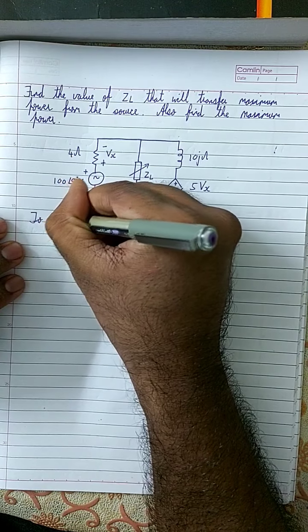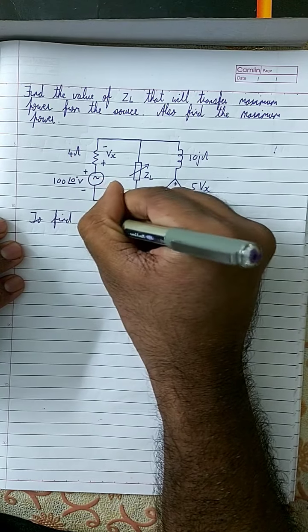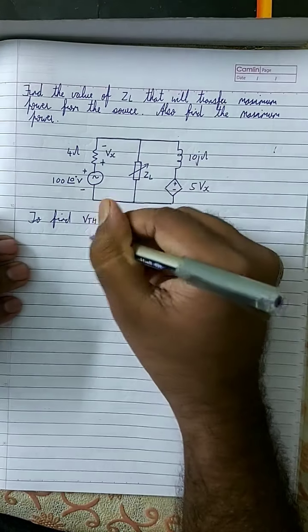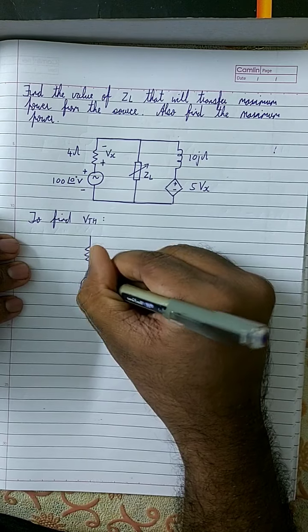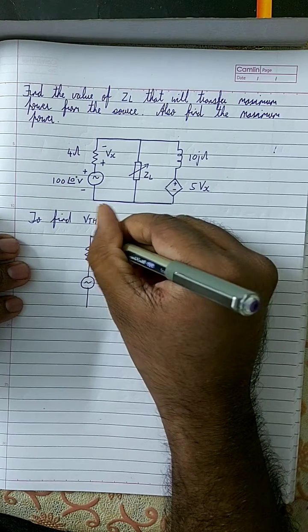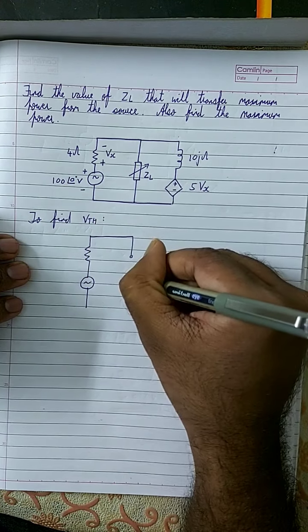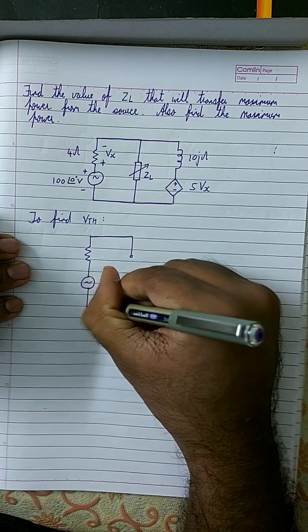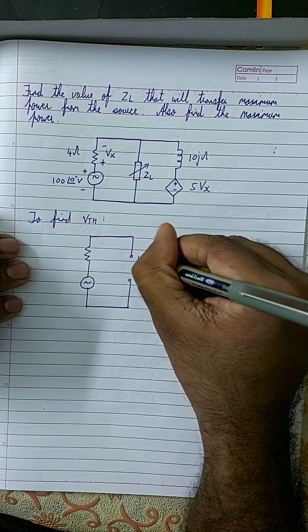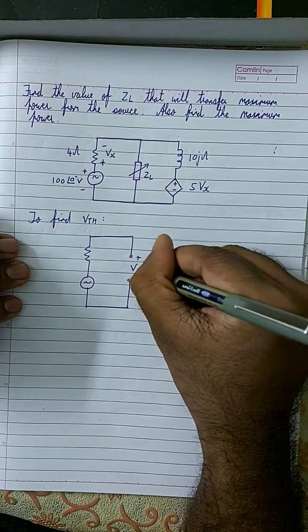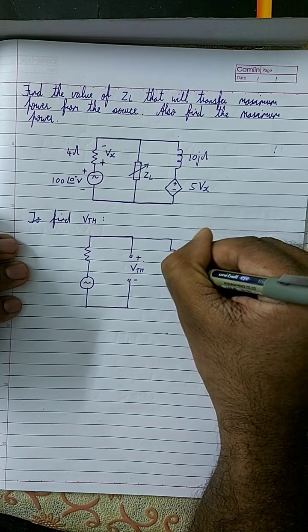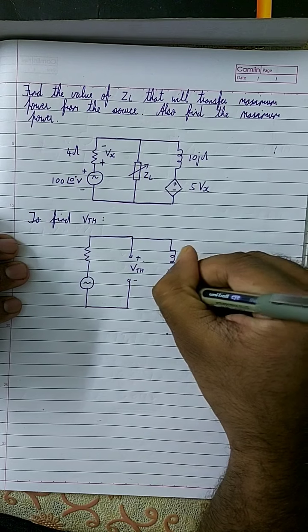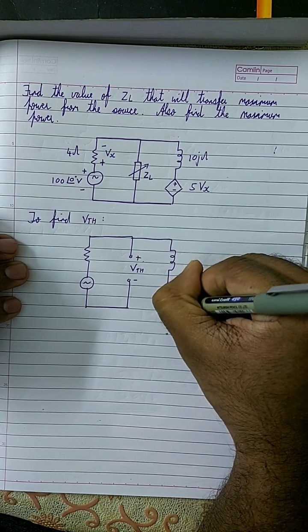First, to find VTH. So to find VTH, here's your resistor, here's the voltage source, and this branch is open, and the open voltage across this branch is called VTH, and this is your inductor, and this is your dependent source.